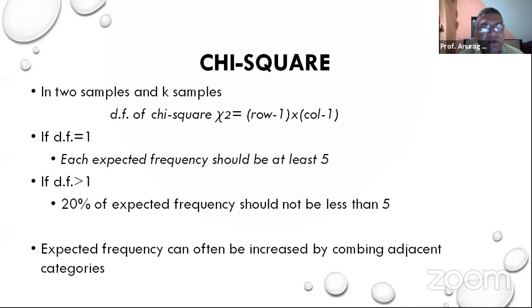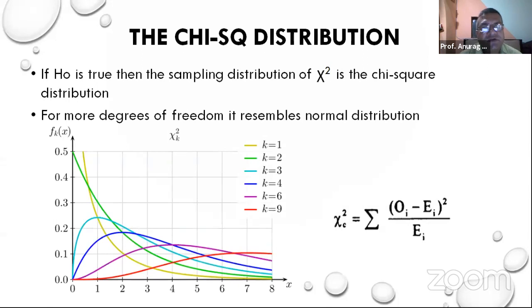So if degree of freedom is 1, each expected frequency should be at least 5. And if degree of freedom is greater than 1, 20% of the expected frequencies should not be less than 5. This is the basic rule. And we used to do questions on chi-square where we used to club the classes. Suppose expected frequency is not coming up to 5, then we used to club the classes so that the expected frequency should become 5. Now, why I define degree of freedom can be explained by this figure.